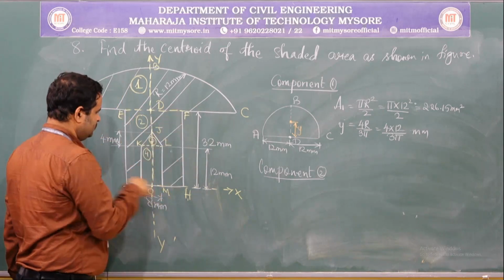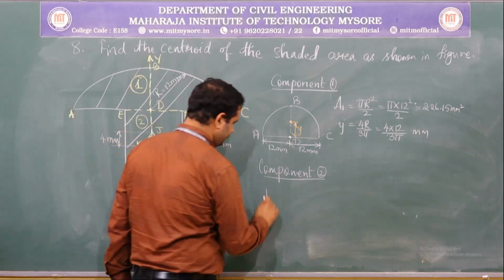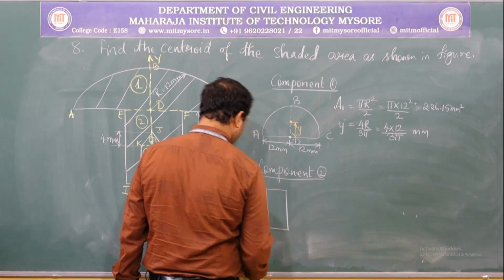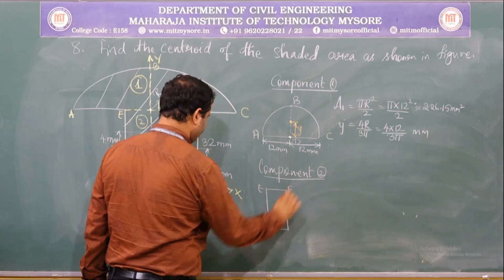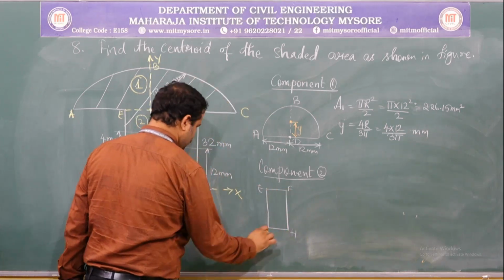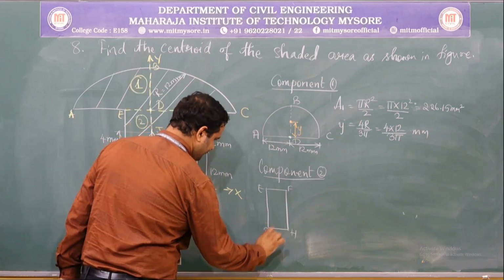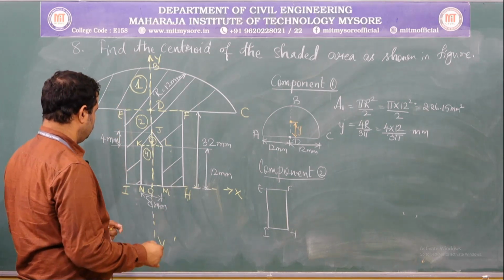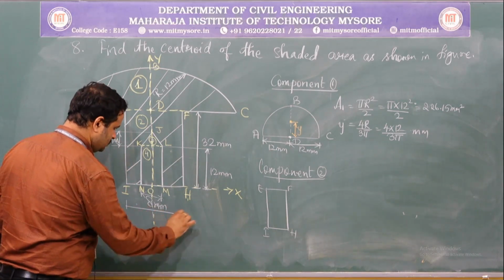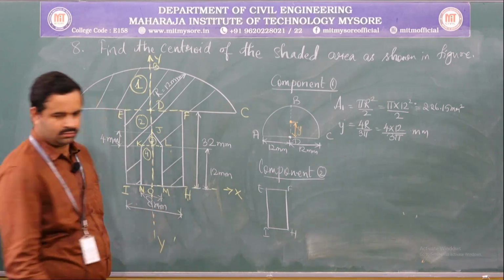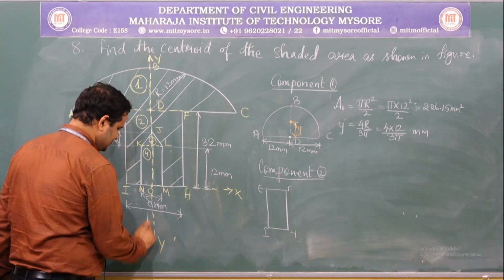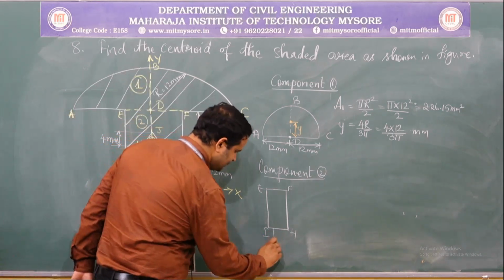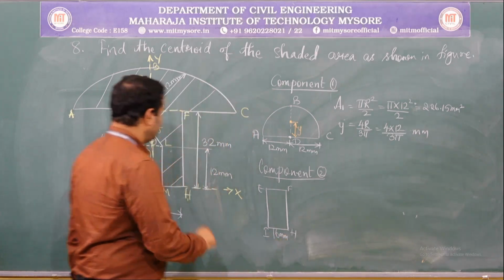So, component 2 is rectangle E, F, H and I. So, the dimensions of this rectangle are, is it given? Yes, it is given, 16 mm. I had missed out writing the 16 mm. So, this is 16 mm and the total height is 32 mm.